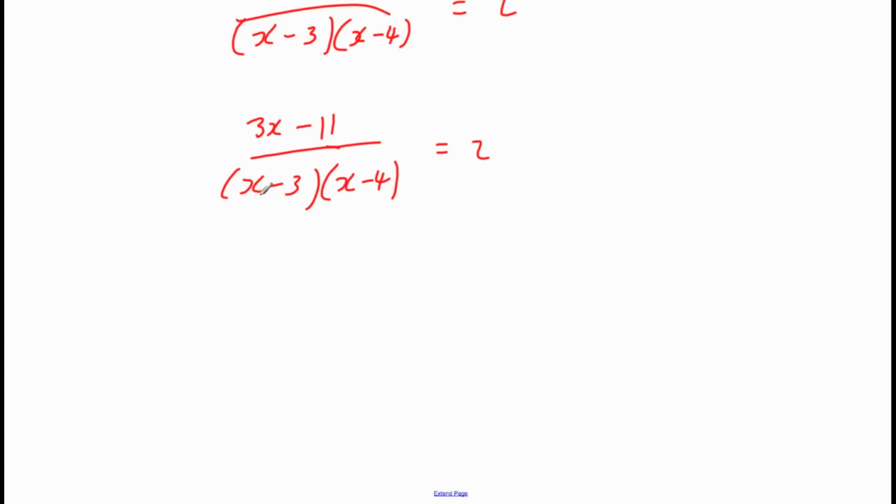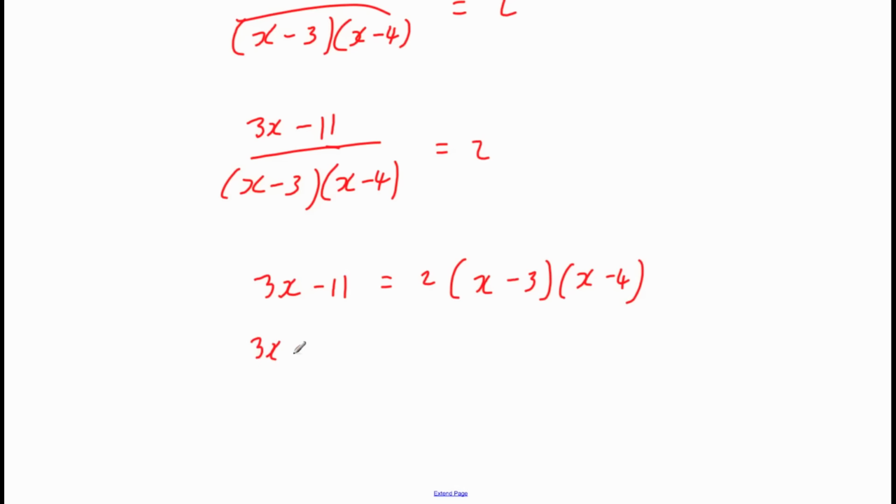Now I don't want these brackets on the denominator here. I want to actually get these off the denominator. So what I'm going to do is multiply both sides of the equation by x minus 3 and x minus 4. So whenever we do that, we're timesing this side by x minus 3 and x minus 4 to get rid of it on the denominator. So we'd just be left with 3x minus 11. And then on the right hand side, we're multiplying 2 by x minus 3 and x minus 4. So we would have 2 bracket x minus 3 and x minus 4.